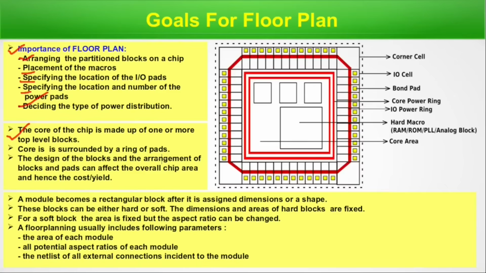A module becomes a rectangular block after it is assigned dimensions or a shape. These blocks can be either hard or soft. The dimensions and area of hard blocks are fixed. For a soft block, area is fixed, but the aspect ratio can be changed. Floor planning usually includes the following parameters: the area of each module, all potential aspect ratios of each module, and the netlist of all external connections incident to the module. Depending on that, floor planning is done. So we are done with this slide. We will move to the next slide.